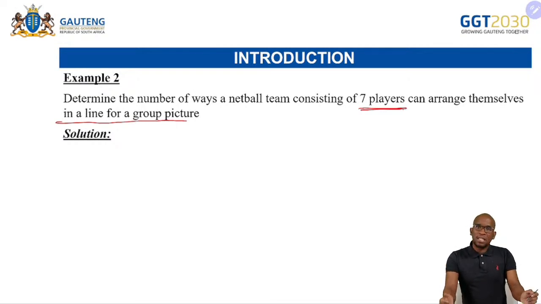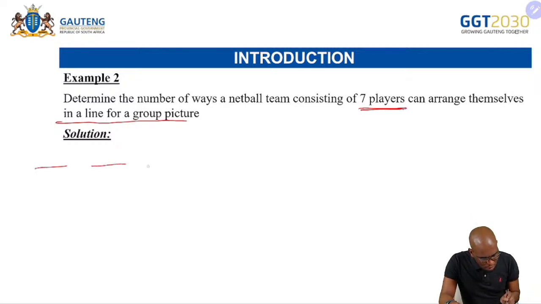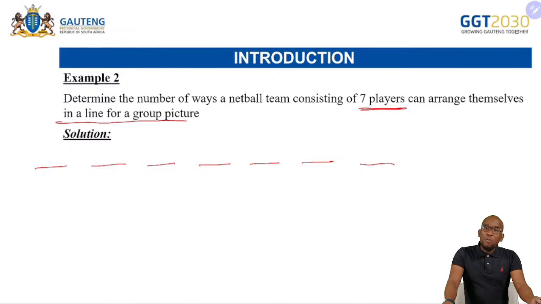Right, now we have 7 players, they want to take a group picture. We want to know how many ways they can arrange themselves. Now, because you have 7 players, we can open 7 positions: 1, 2, 3, 4, 5, 6, 7. Now we've opened 7 positions for all the 7 players, and then we are going to fill these positions from left to right and see how best we can do that.